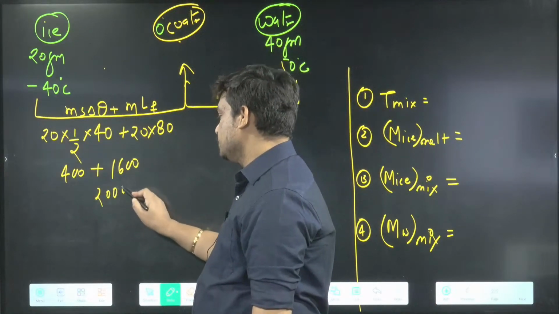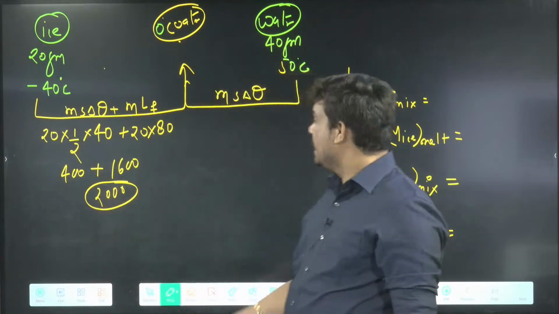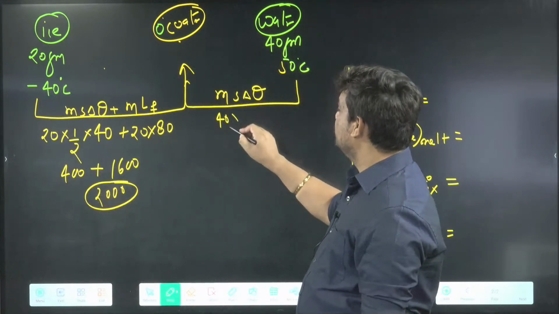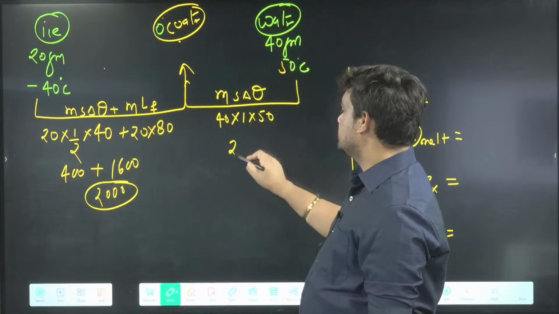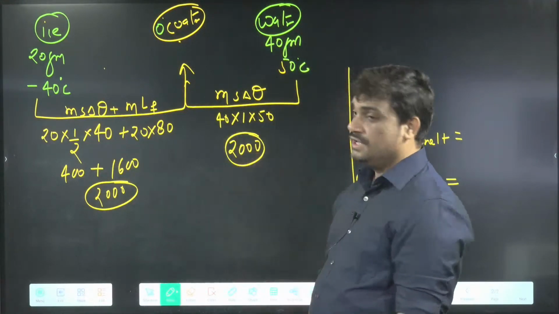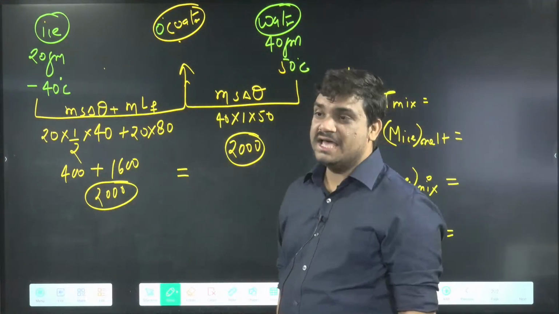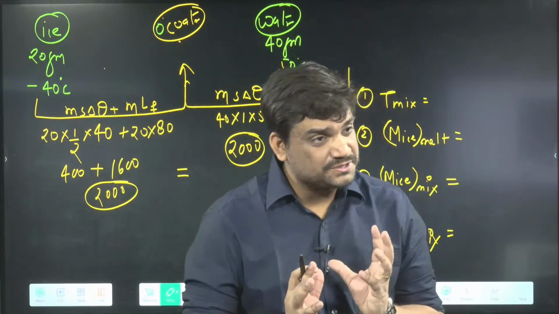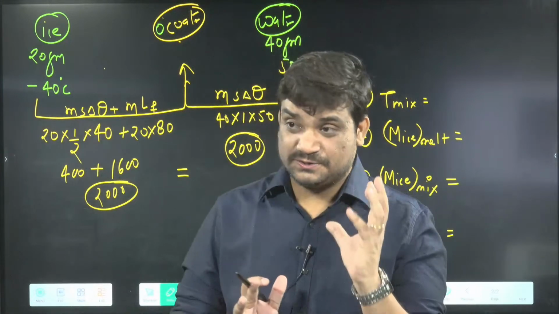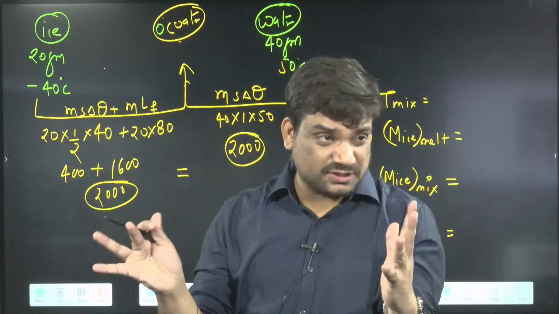Actually this becomes 2000. And then we can hit 40 into 1 into 50. So we can say this is also 2000. Both energies are equal. Ice is demanding 2000. Demand for ice is 2000. Water is saying take 2000.